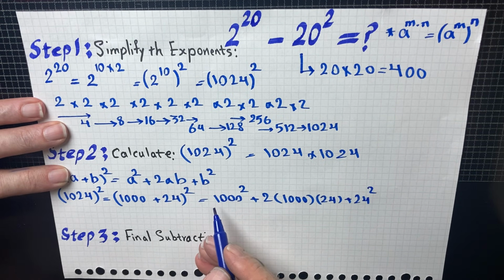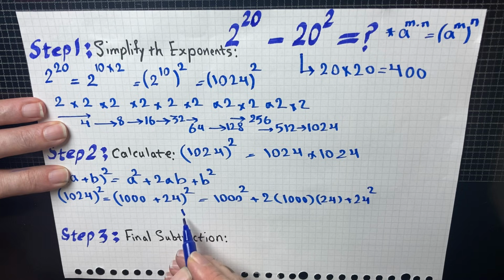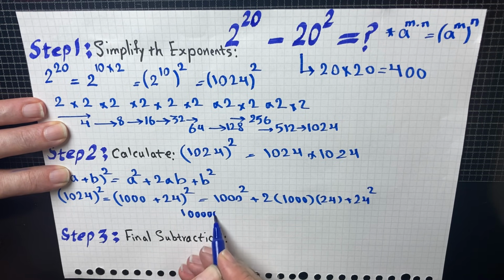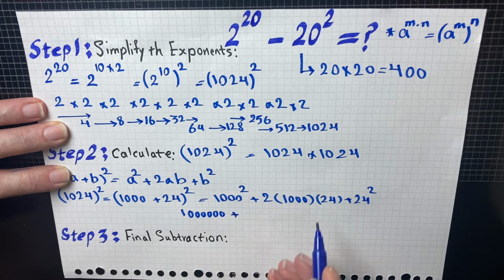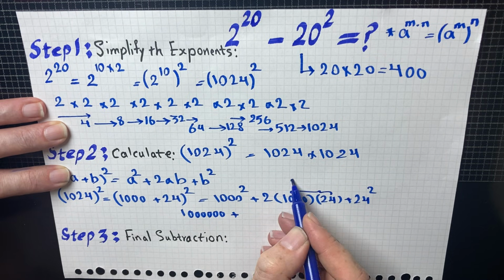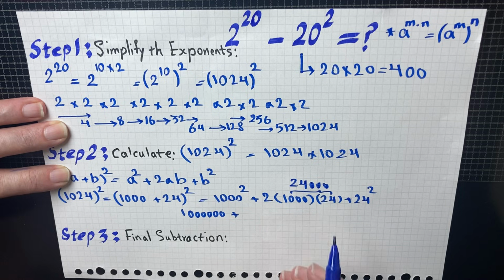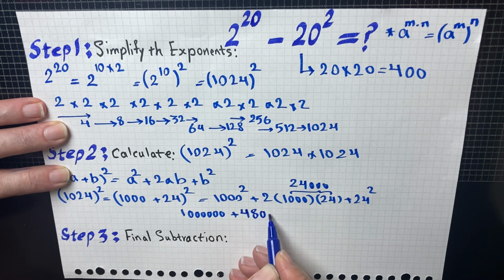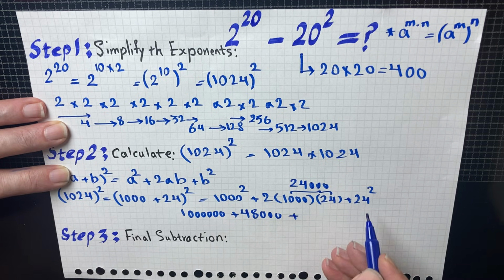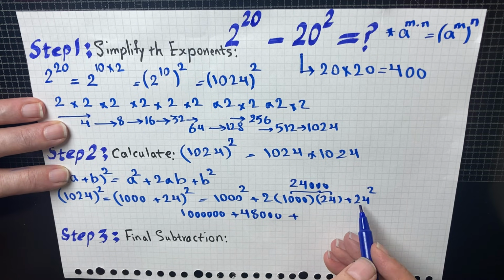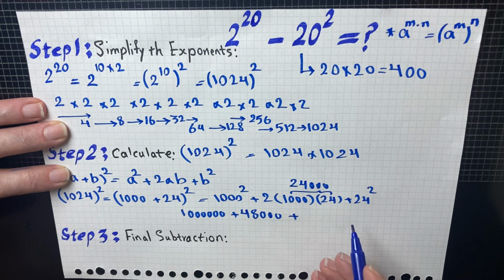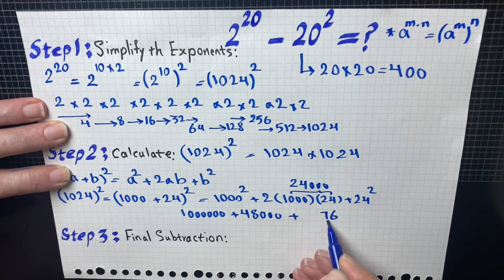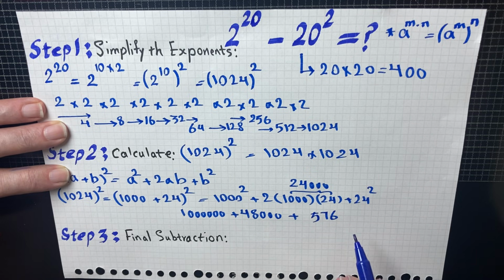Okay, 1000 to the power of 2 is 1 followed by 6 zeros, since 1000 has 3 zeros: 1, 2, 3, 4, 5, 6. Next, 24 times 1000 is 24,000. 24,000 times 2 is 48,000. And finally, 24 to the power of 2, which means 24 times 24, is going to be 576. Now we need to add them up.